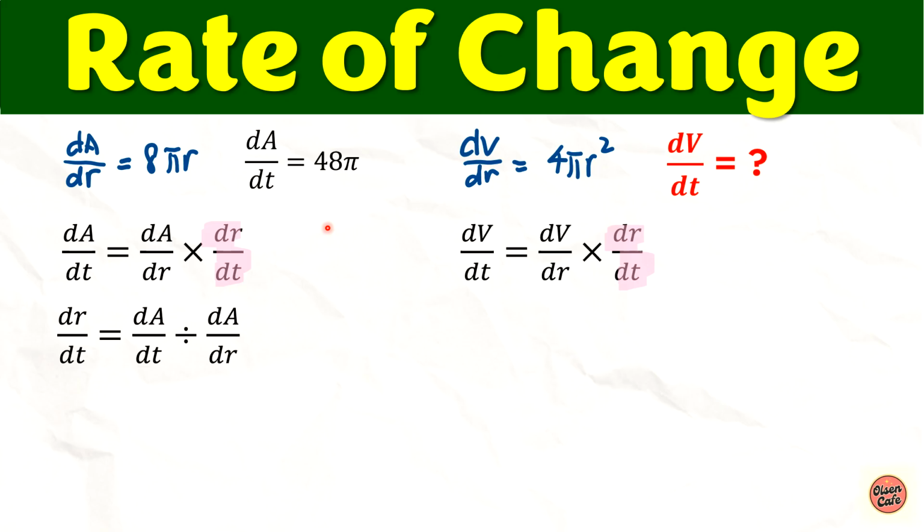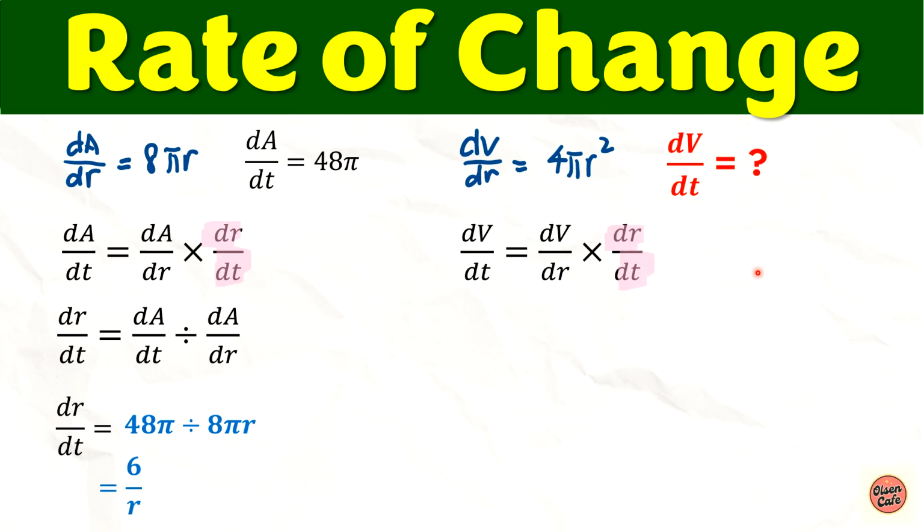So I'm just going to write down dr/dt is equal to 48 pi, divided by dA/dr, which is what we found earlier on, which is 8 pi r. Simplifying this will give us 6 over r. Now, once I have dr/dt, I am ready to substitute this into dV/dt. So again, dV/dt is equal to dV/dr times dr/dt. And what is dV/dr over here? It is equal to 4 pi r squared.